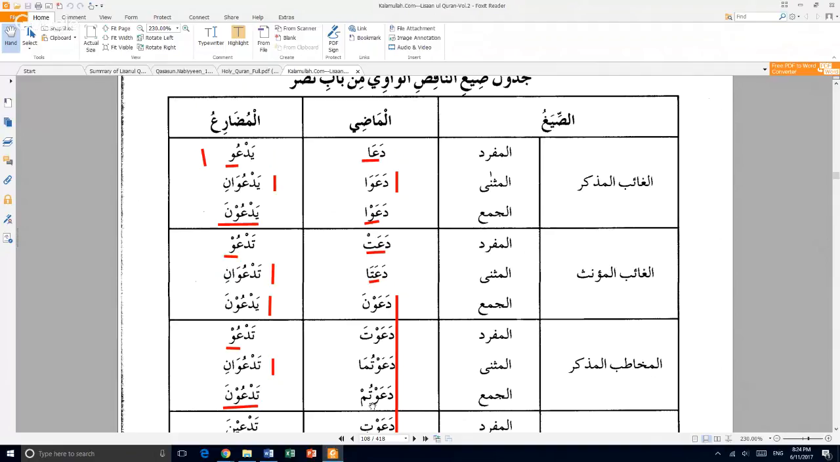Until end, no problem. And if you go to Fa'l Mudari, yad'u, wu. So was yad'u, wu. So easy on the tongue to make sukun, so yad'u. And then yad'uwani, yad'uwani is fine. But here, yad'uwuna, so drop the lam kalima, yad'uwuna. And then put the sukun, tad'u, was tad'u, wu. And then tad'uwani, yad'uwuna, okay.